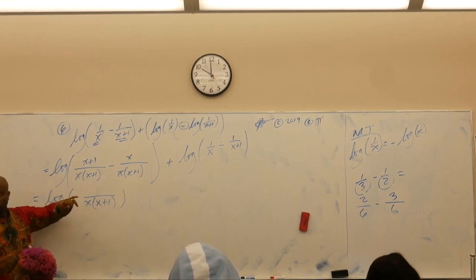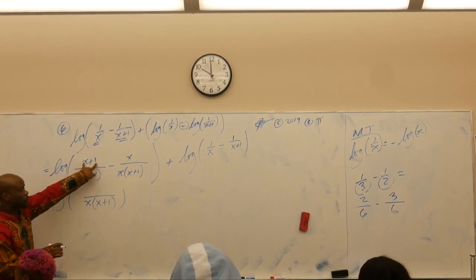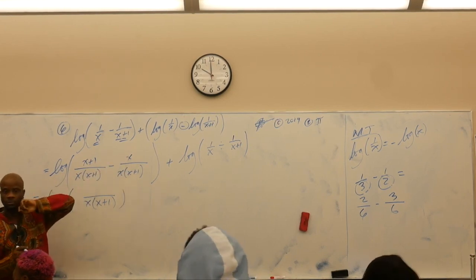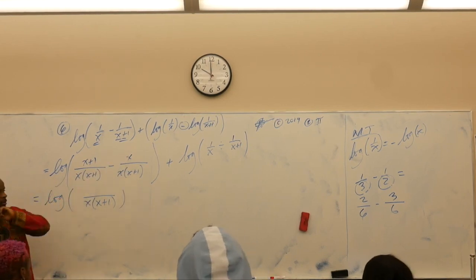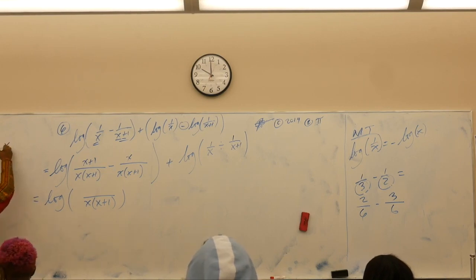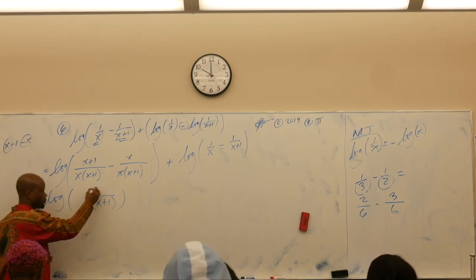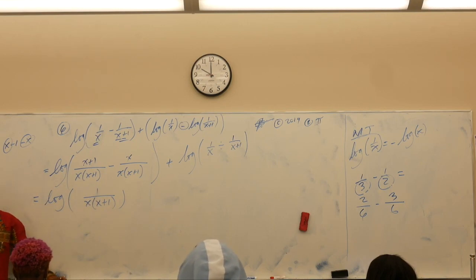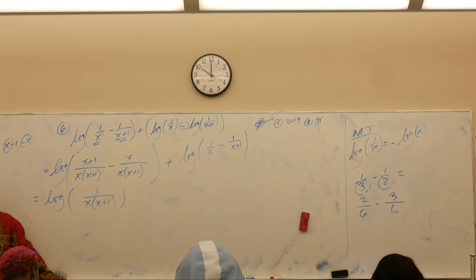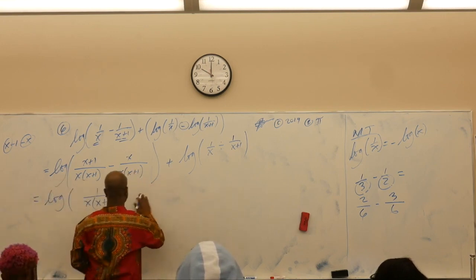Okay, so now, are we ready? X plus 1 minus X. What do we get? So, let's look at this. X plus 1 minus X. What would that be? 1, because these two are going away, right? Are we good? Questions?